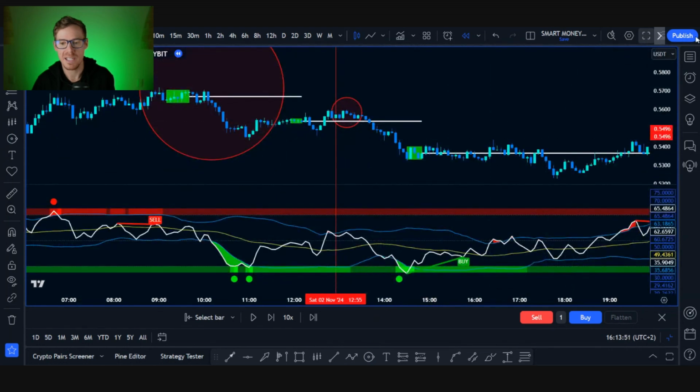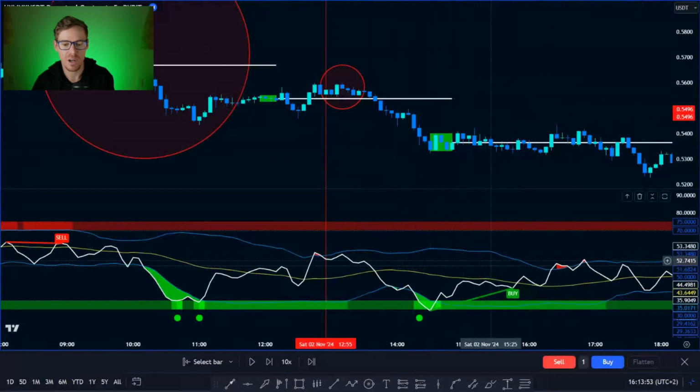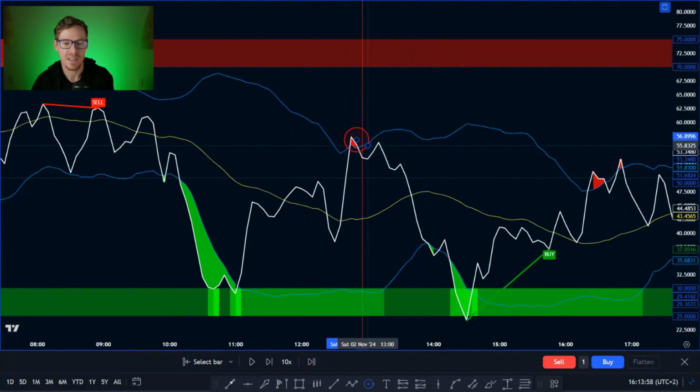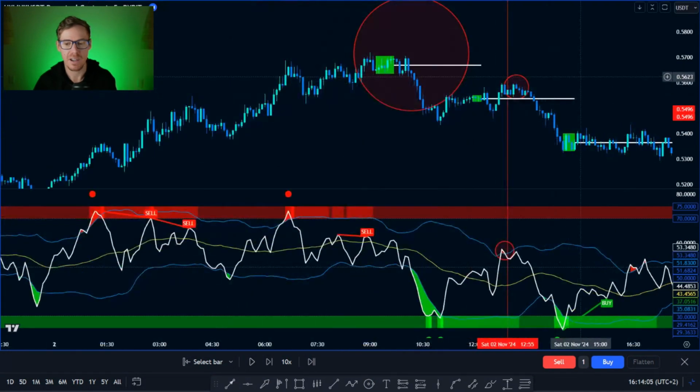If we open the TDI X for confirmation, look at that. We got a great confirmation. You can see we got a shark fin happening here. The shark fin is letting us know that there's a reversal, a bearish reversal occurring. So that could have been an entry.